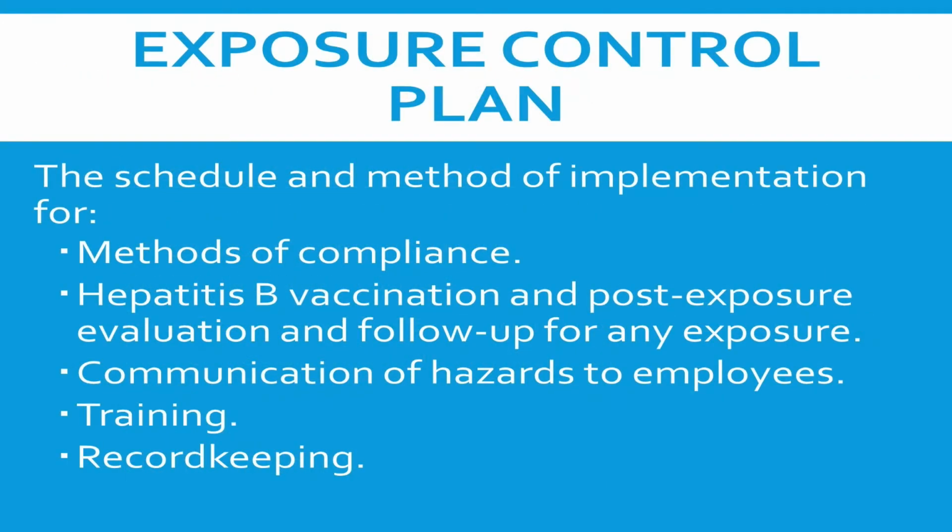The exposure control plan is a written plan that's required by 1910.1030, the bloodborne pathogen standard. So you've got to have, hey, how are we going to comply with this? Engineering controls, work practice controls, the use of personal protective equipment, how we are going to offer, and when we are going to offer, the hepatitis B vaccination series, how we are going to conduct ourselves on post-exposure incidents, evaluation, and how we're going to follow this up.